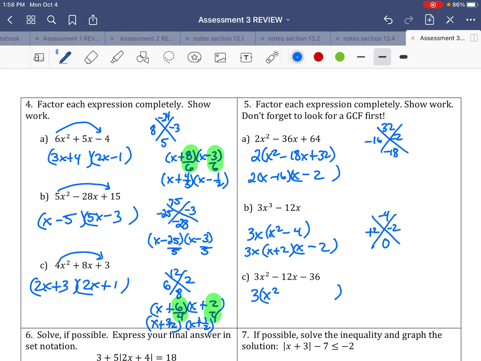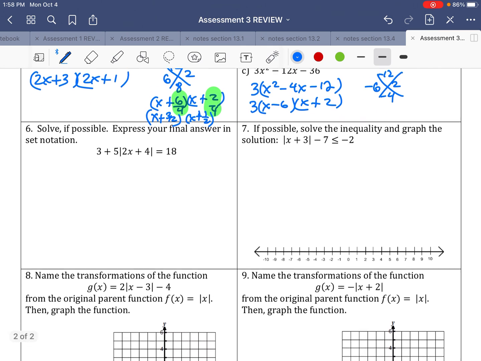All right, here I'm going to pull out a 3, which leaves me with x squared minus 4x minus 12, and set it up, negative 12 and negative 4. That would leave me with 6 and 2, negative 6 plus 2. All right, so x minus 6, x plus 2, and there we go.